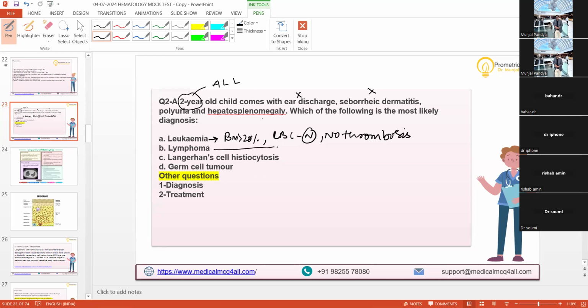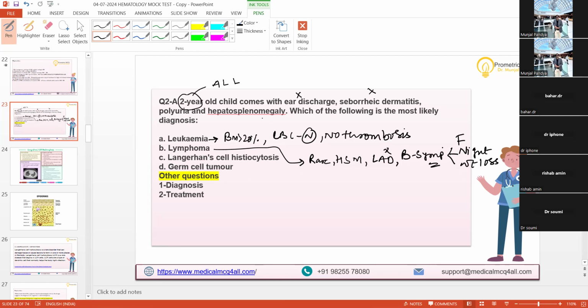If it is lymphoma, then what could be there? Lymphoma at 2 years of age is very rare, not very common. Number two, in lymphoma you can see hepatosplenomegaly, but before that you can also see lymphadenopathy, which is not there, right? There are B symptoms. If you know the B symptoms, there are three: fever, night sweat, and weight loss. In the book it is given as B symptoms.